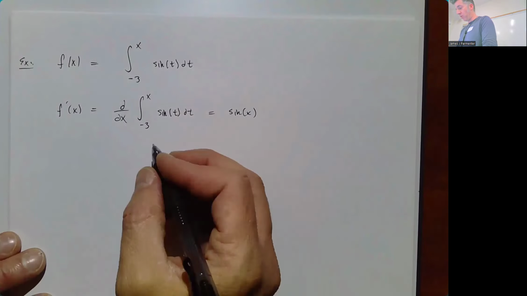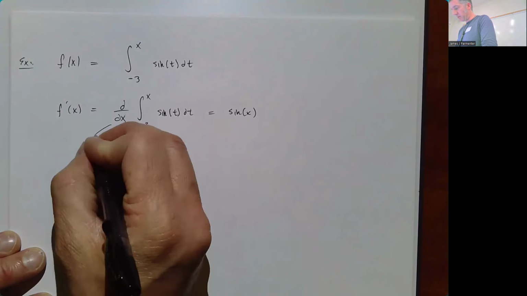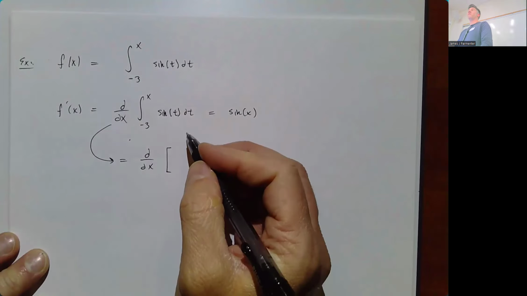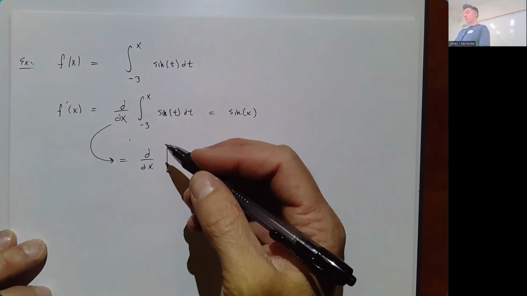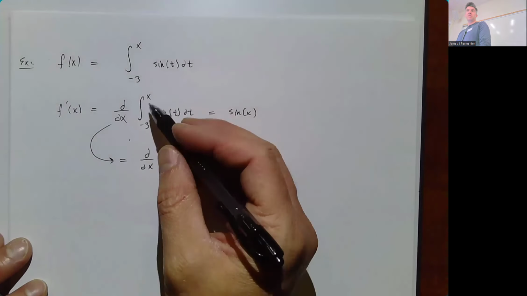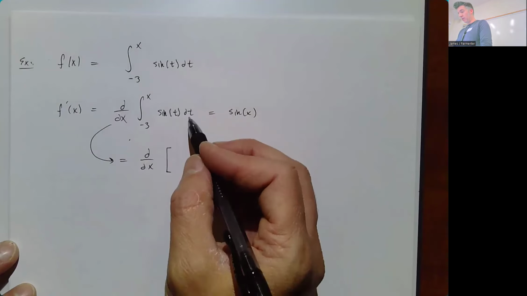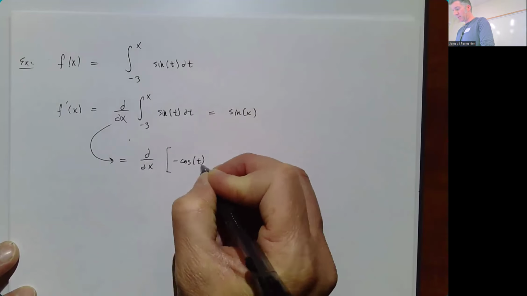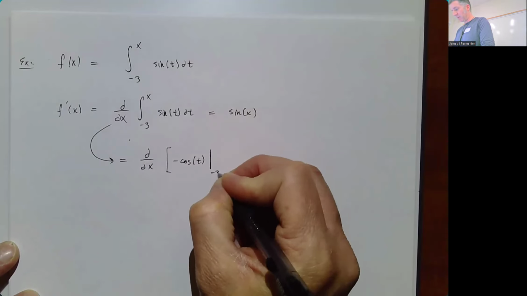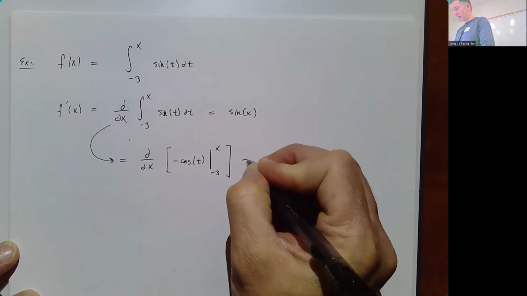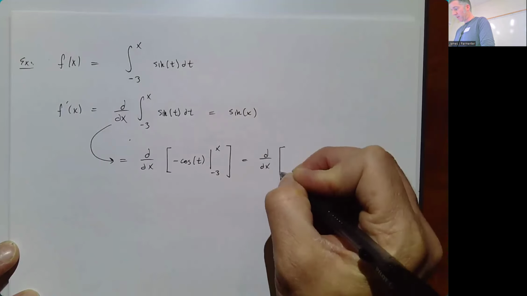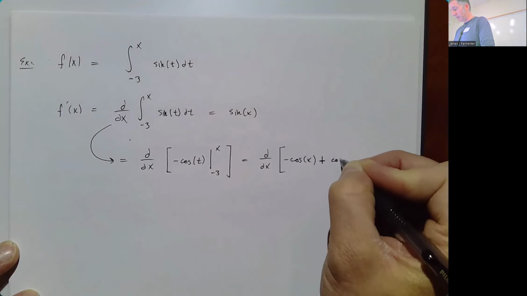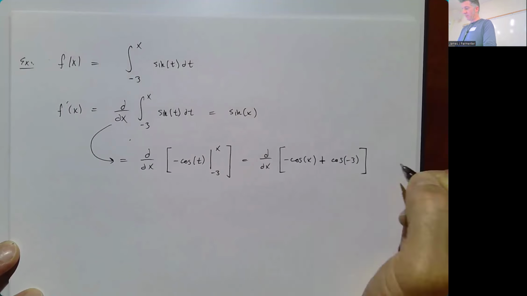The work we could show, though, is that this is going to be equal to the derivative of, well, let's use the fundamental theorem of calculus part 2 to evaluate this seemingly definite integral. The antiderivative of sine of t is negative cosine of t. We're going to evaluate between -3 and x. We get the derivative of negative cosine of x minus negative cosine of -3, and I turn the minus into a plus.